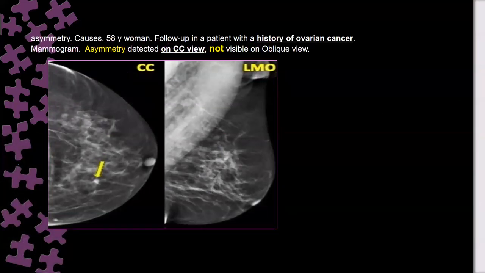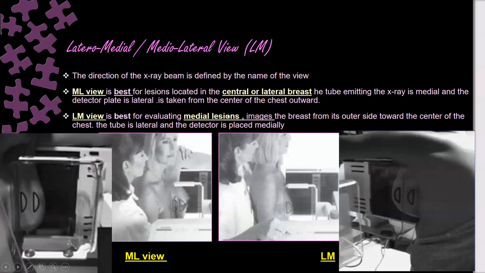Okay, take an example. This is an asymmetry on the CC view in a patient. More clarification, just for the views, lateromedial, mediolateral, just more clarification on mediolateral and lateromedial. Okay. And the detector where and the... Yes.